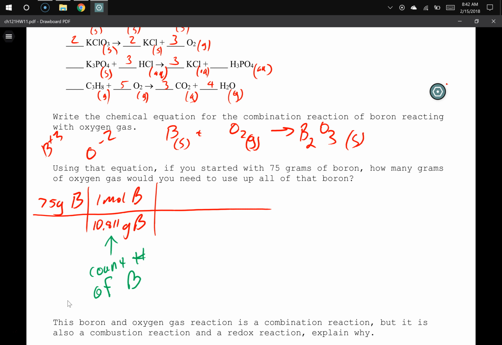I forgot to do something. What was it? I didn't balance my chemical equation up top. I'm going to need a 3 here. I'm going to need a 2 here. I'm going to need a 4 here.